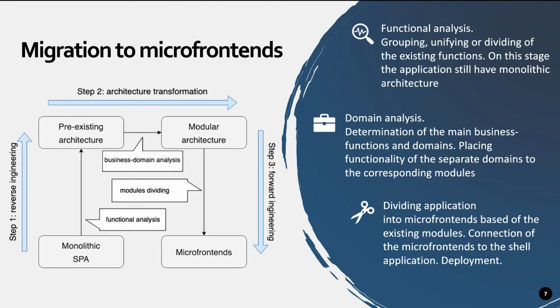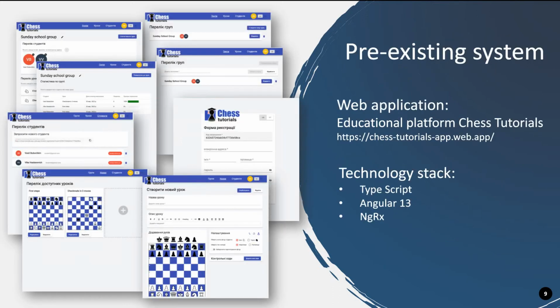By the end of the step, all the logic of a specific domain is moved to an independent module. On the forward engineering step, we need to choose the technology to apply microfrontends. Big domain modules are moved to microfrontends and deployed separately. Okay, we have a method and we need to prove it in practice. For our experiments, we chose an existing application, chess tutorials. It's a typical single-page application designed on the Angular framework.